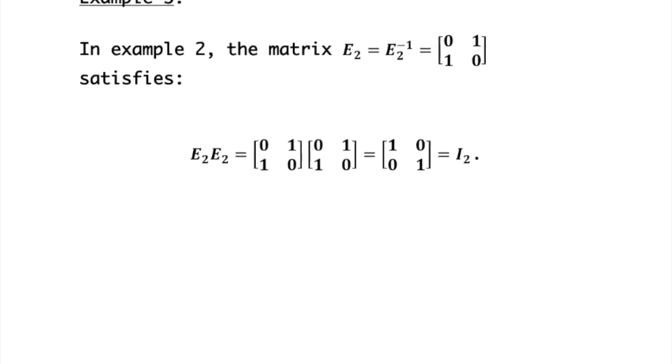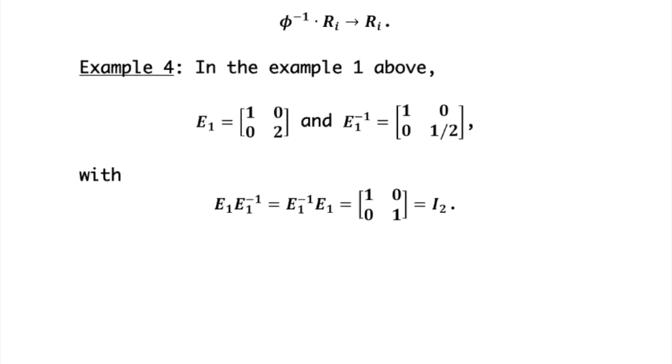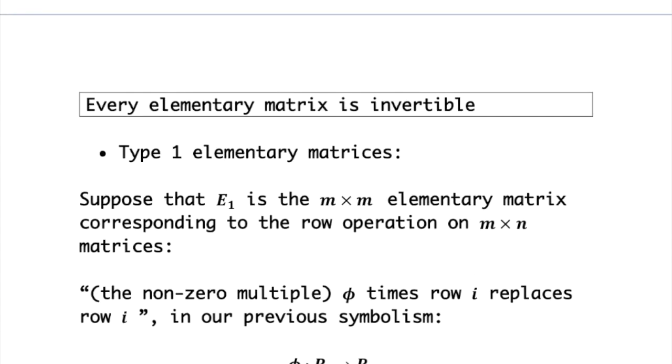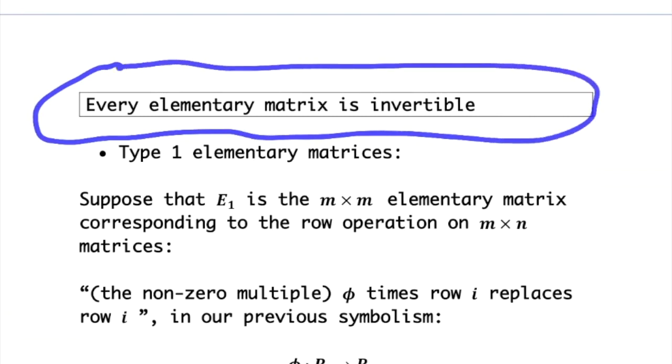So it's clear that every single elementary matrix is invertible because they come in 3 different types, and all 3 of those types are invertible, so they're all invertible.